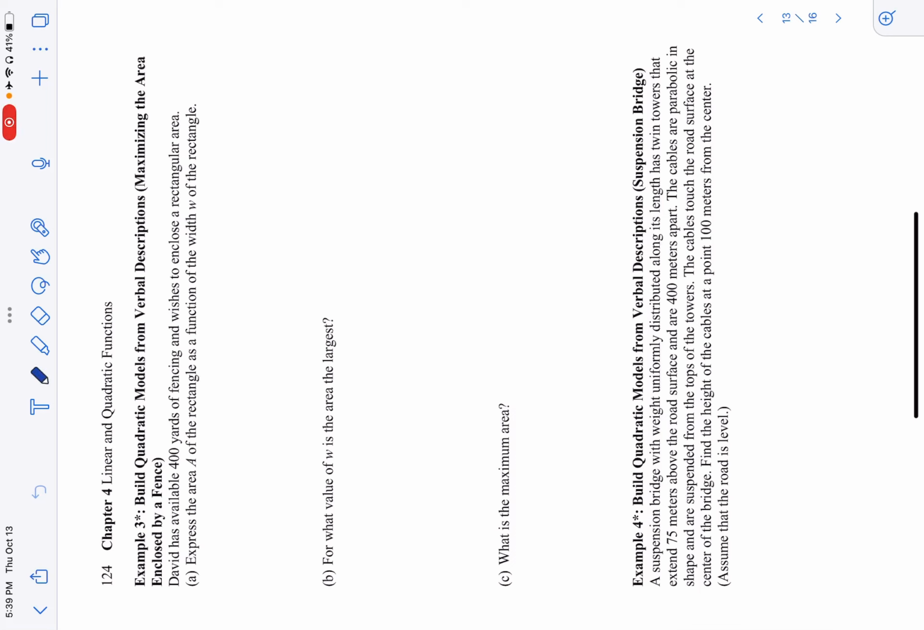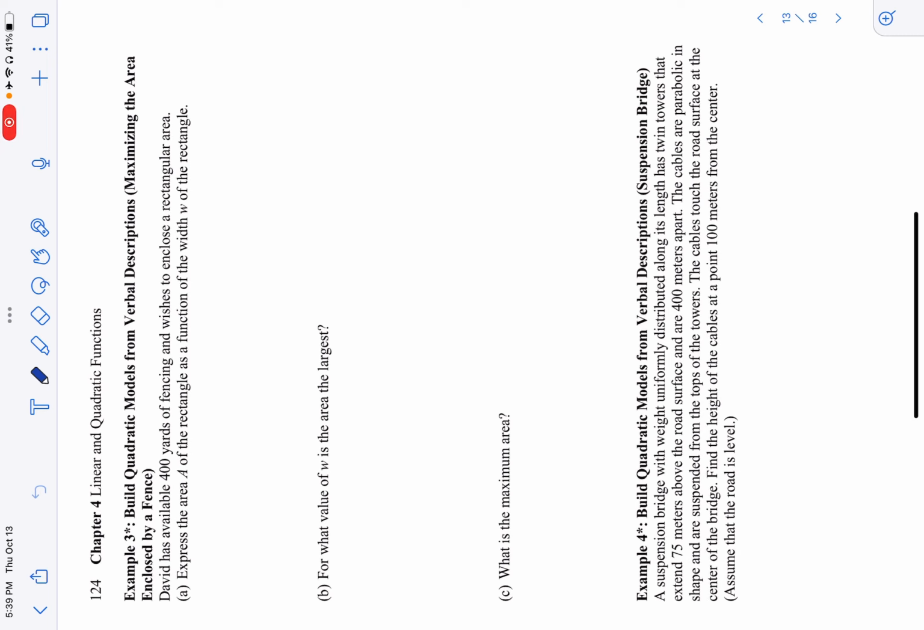All right, let's take a look at example 3 and example 4. We're on page 124 in section 4.4, continuing with quadratic models from verbal descriptions. Here we're going to look to maximize the area enclosed by a fence. So we assume David has 400 yards of fencing and wishes to enclose a rectangular area.